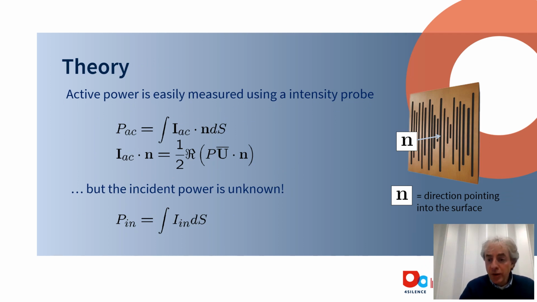So a little bit about the theory. The active power is easily measured using any intensity probe. If we measure pressure and particle velocity, or if we measure pressure at different locations and deduce the particle velocity from that, we can measure the active intensity and the active power. However, in general, the incident power is unknown. So how can we deduce the incident power from the actual sound field?